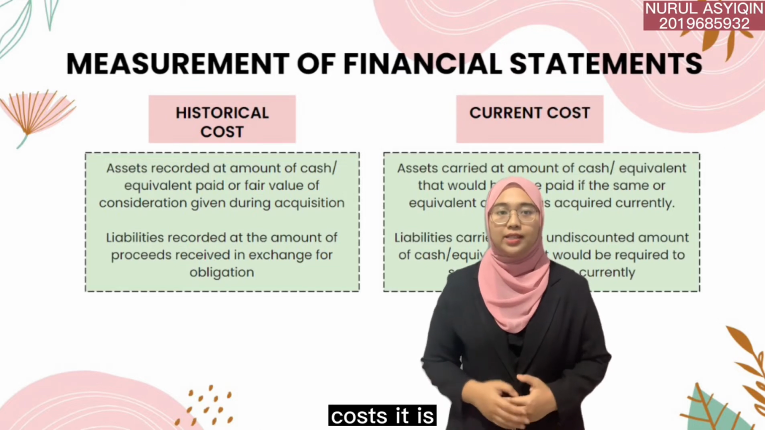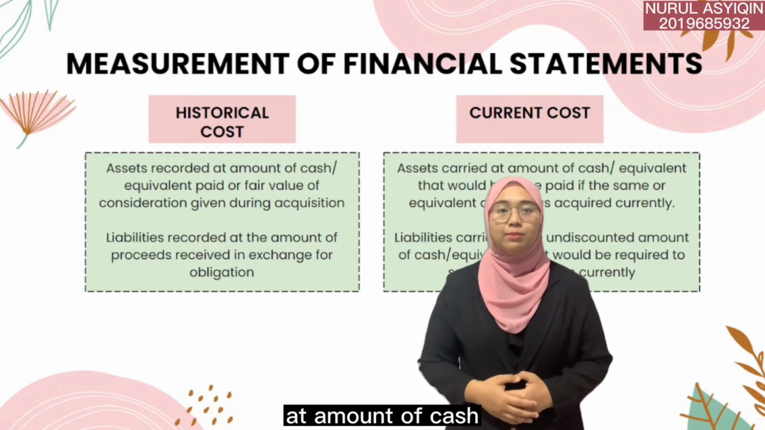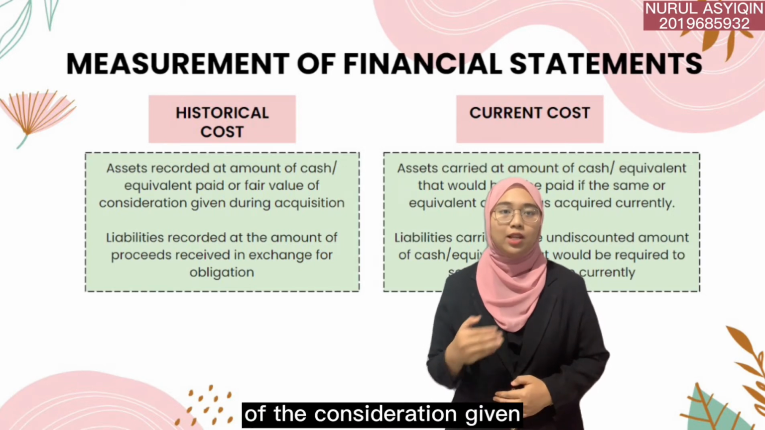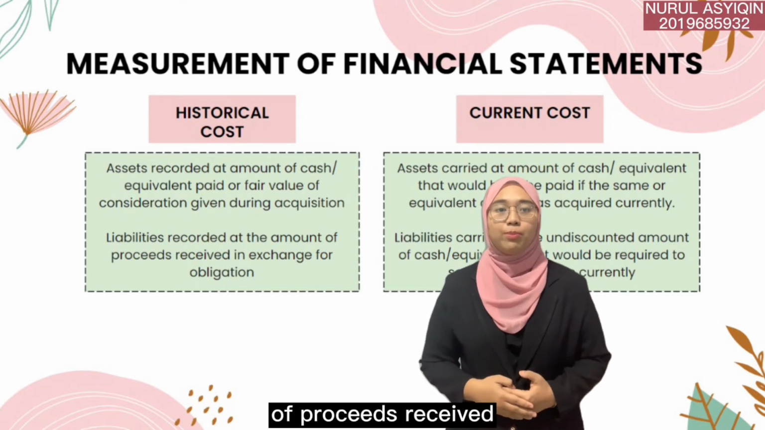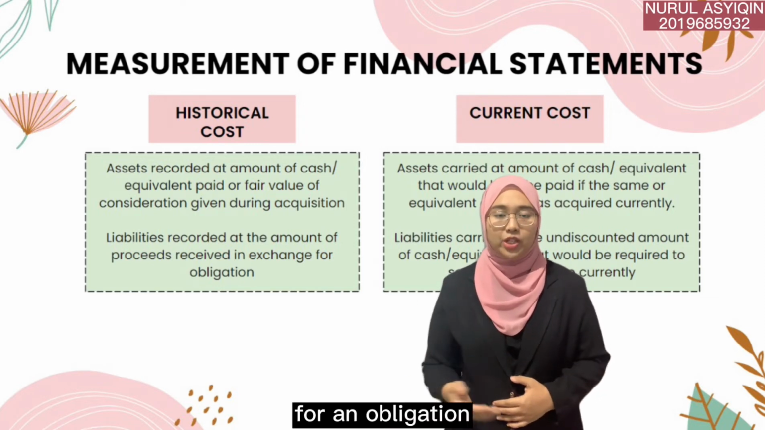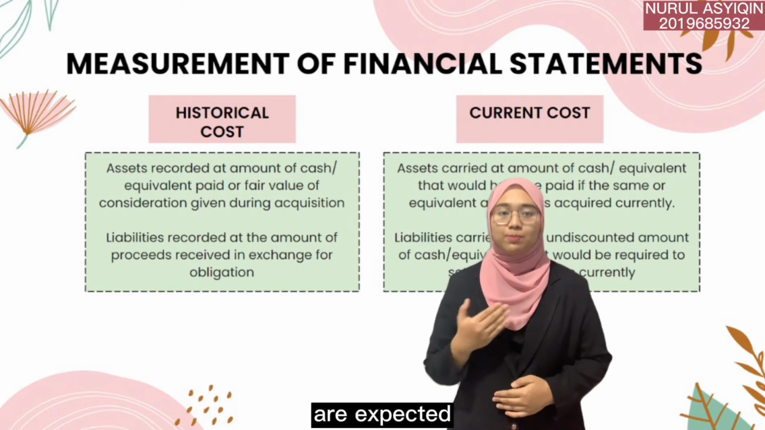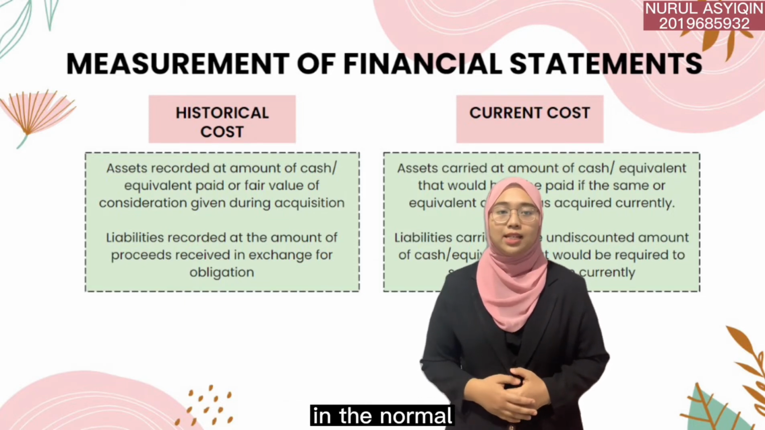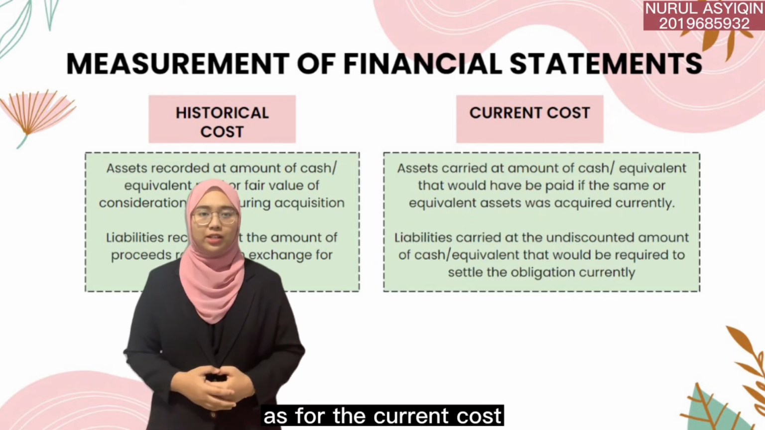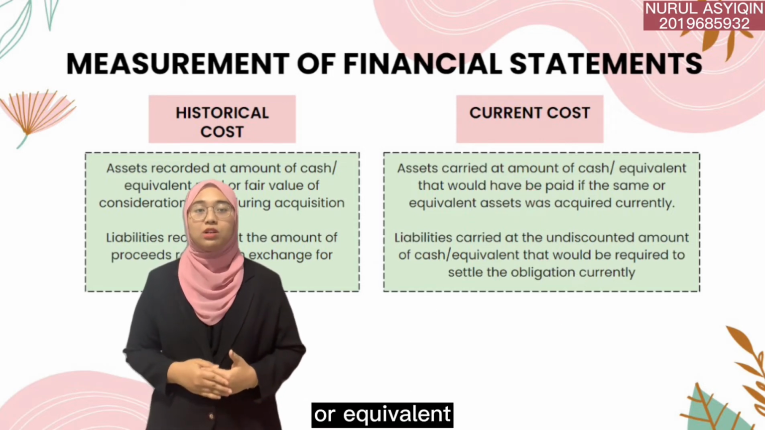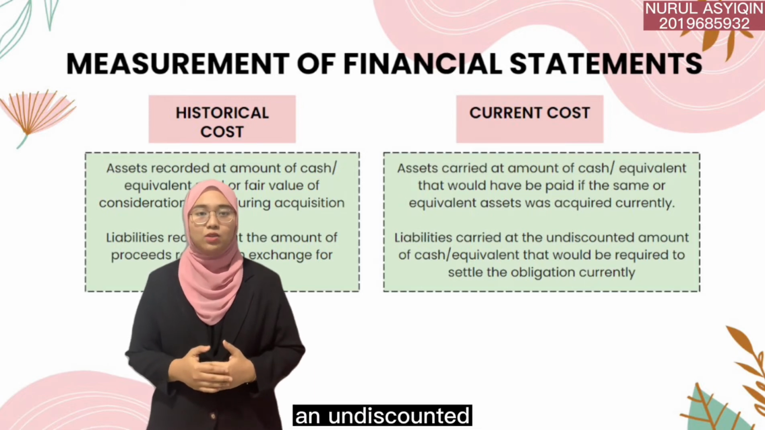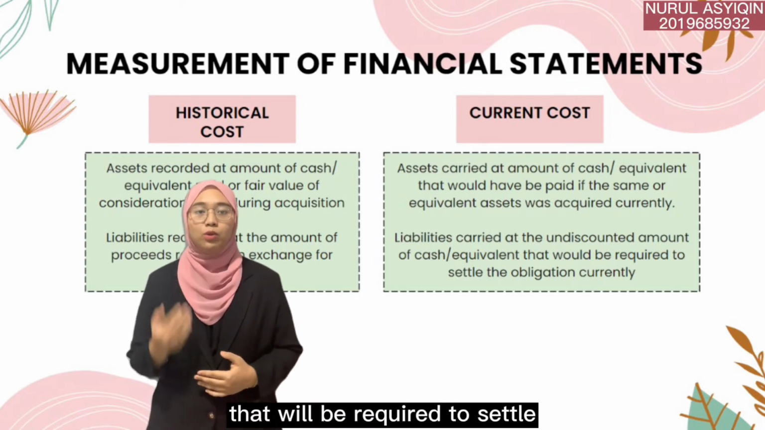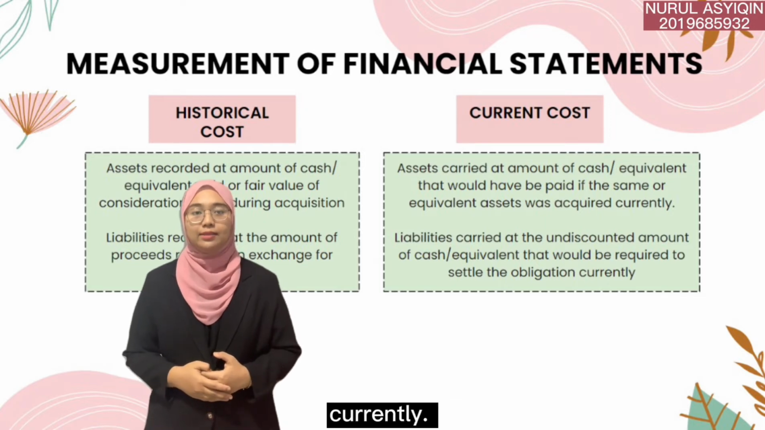As for historical cost, assets are recorded at the amount of cash or equivalent paid, or the fair value of the consideration given during acquisition, while liabilities are recorded at the amount of proceeds received in exchange for an obligation. For instance, income taxes are expected to be paid to satisfy the liabilities in the normal course of business. As for the current cost, assets are carried at an amount of cash or equivalent that would have been paid if the same or equivalent asset was acquired currently. Meanwhile, liabilities are carried at an undiscounted amount of cash or equivalent that will be required to settle the obligation currently.